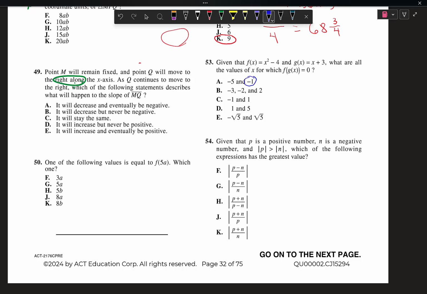So let's check -1. We're going to insert -1 for x, which means we insert it into the g function first. So g of -1 becomes -1 plus 3, which is 2. Now we take 2 and substitute it in for x in the f function. So f of 2 would be 2 squared minus 4. 4 minus 4, that's 0. So -1 works, so we know the answer is either going to be A or C.